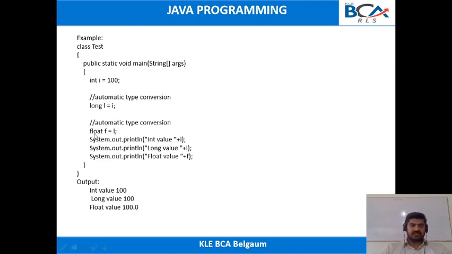In the next line we are assigning the long data type value to the float, because long is smaller as compared to float. At the end we are displaying the values of integer, long as well as float. So here you will get the output: int value is 100, long value is 100, and float value is 100.